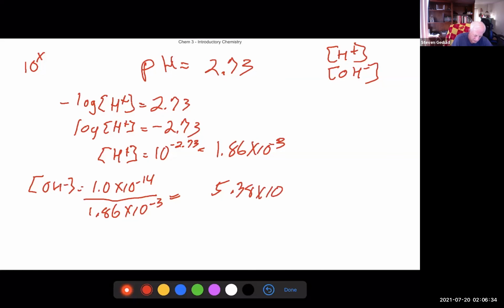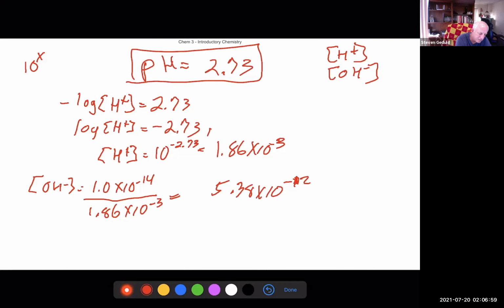times 10 to the, where am I at? 1, 2, 3, 4, 5, 6, 7, 8, 9, 10, 11. Looks like 10 to the negative 12. Double check that. 1, 2, 3, 4, 5, 6, 7, 8, 9, 10, 11, 12. Yeah, 12. Okay. So from the pH, I could find the pOH, just subtract from 14.